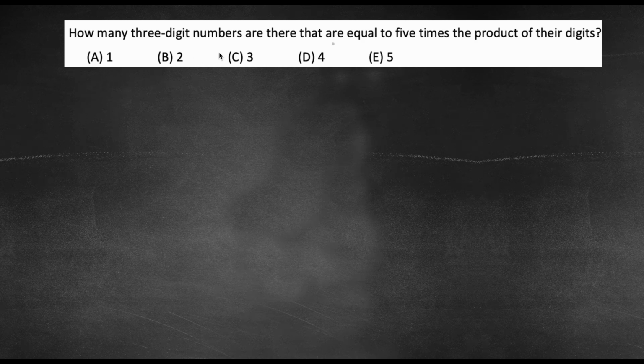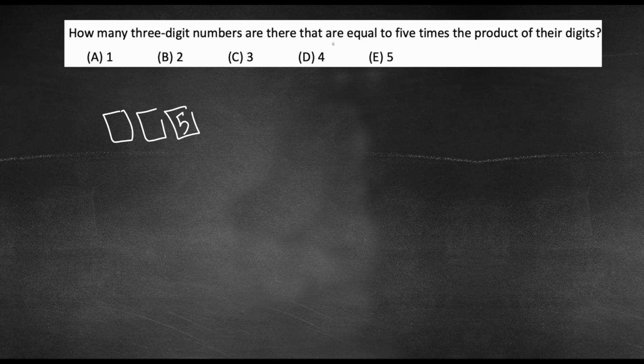All right, so since they say the product of all those three digits times 5 should be that number, that means the number I'm looking for should be divisible by 5, because I'm going to multiply by 5 in the end. The numbers that are divisible by 5 end either with 0 or 5.